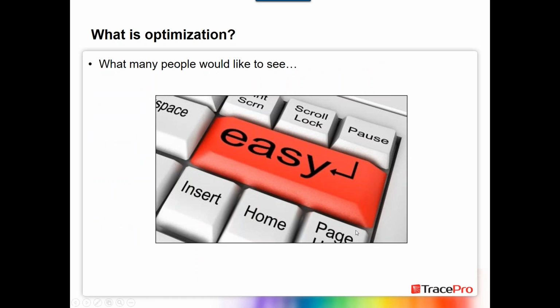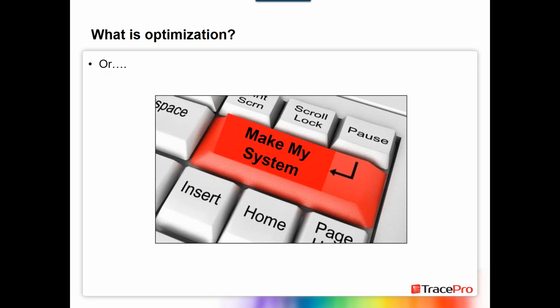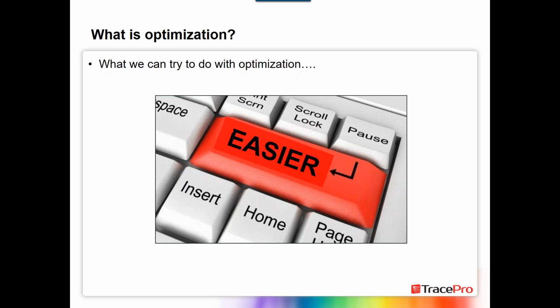So in terms of optimization, this is what a lot of people would like to see. A button on their computer that says easy. You just hit the button, it goes off and does everything. Or as our tech support manager here has told me several times, what people really want is the make my system button, where you tell it what you want, hit a button, and it goes off, makes your whole system. Unfortunately, we're not there yet, but we hope with the optimization tools and the software, what we can do is make the process easier.